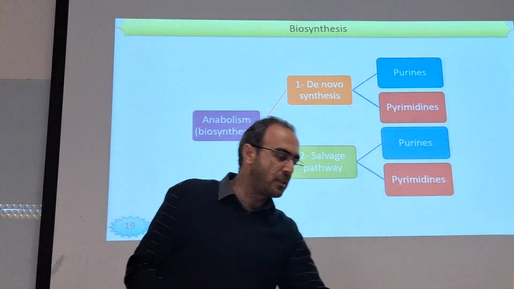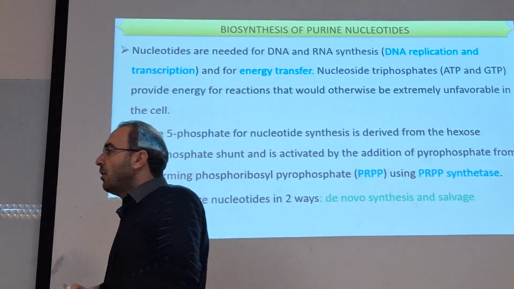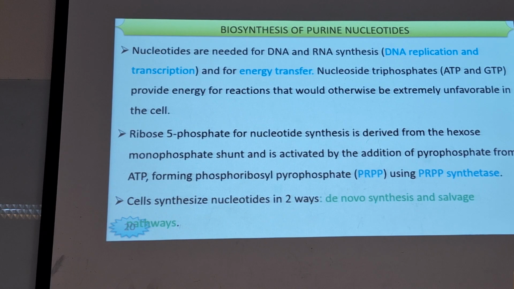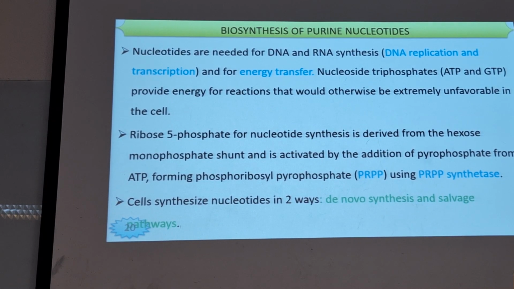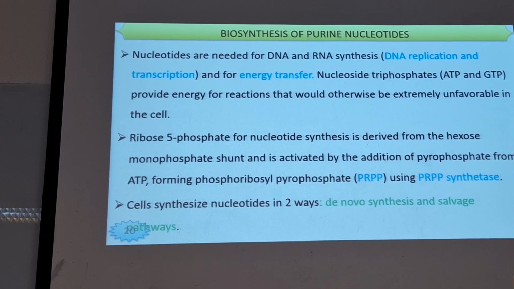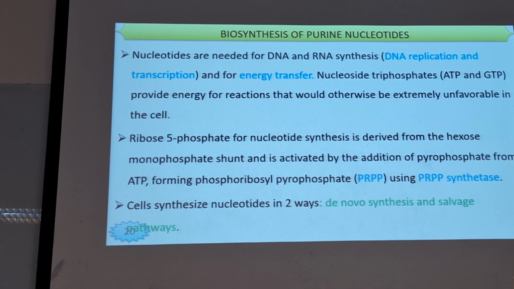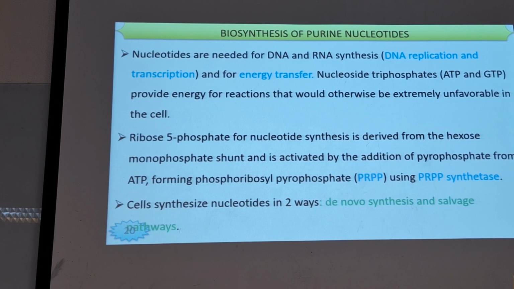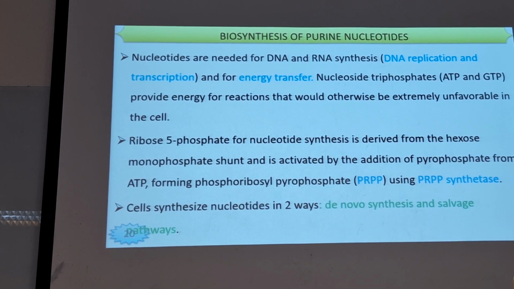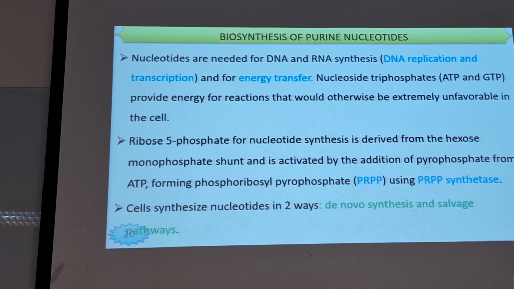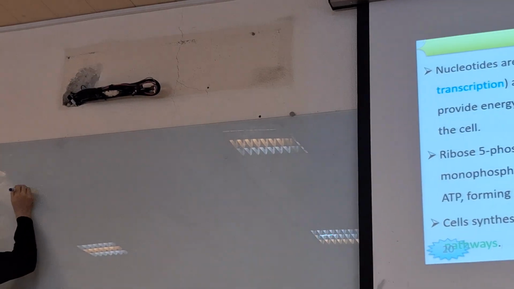So we have a salvage and de novo synthesis. But first of all, for de novo synthesis, we need a backbone. For example, when we are going to make a building, make an apartment, we need a basement. Without basement, you can't make an apartment. So what is the basement for nucleotide? Sugar. Foundation is sugar. So sugar itself cannot be used as a foundation. Sugar needs to be activated. So the sugar in the nucleotide is a ribose, ribose or deoxyribose.